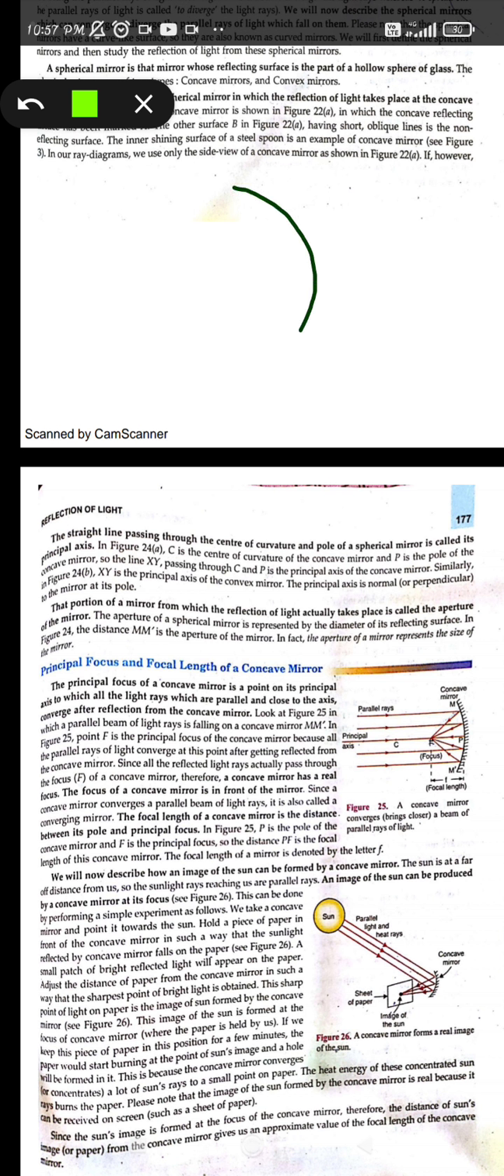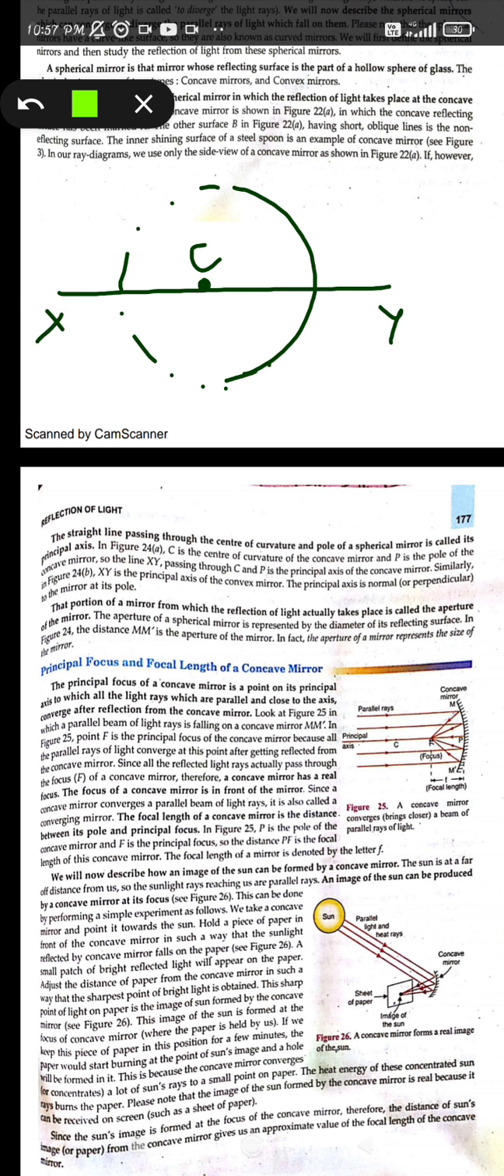So if this is the mirror, we are just imagining that it is a part of the sphere. The line which passes through the center of the mirror, if the center is shown with C, then this XY axis will be called the principal axis. The straight line passing through the center is the principal axis, and this imaginary center of the sphere is said to be the center of curvature. The spherical mirror's center will be the same as that of the sphere.